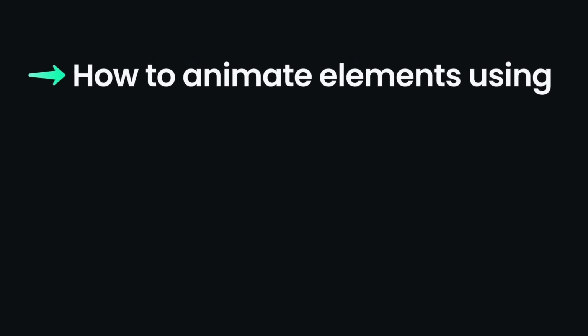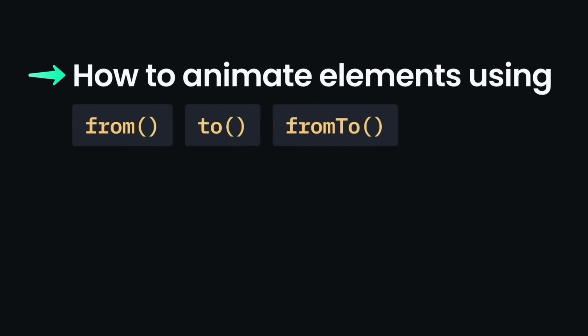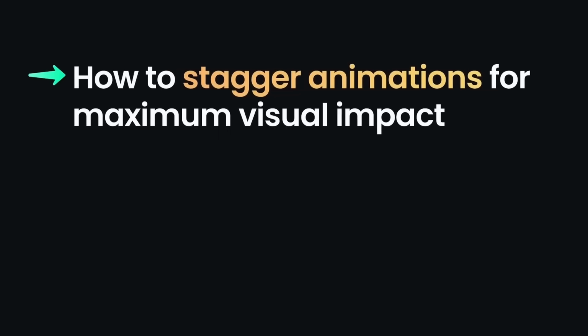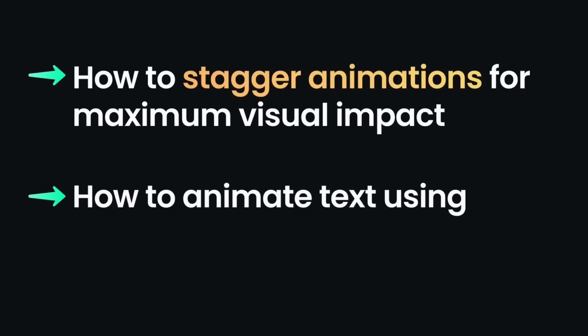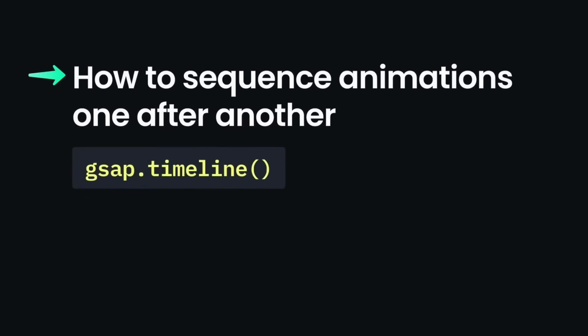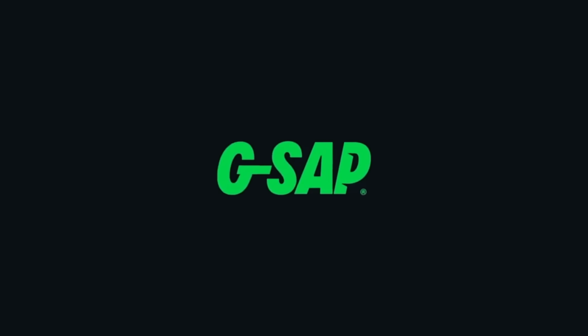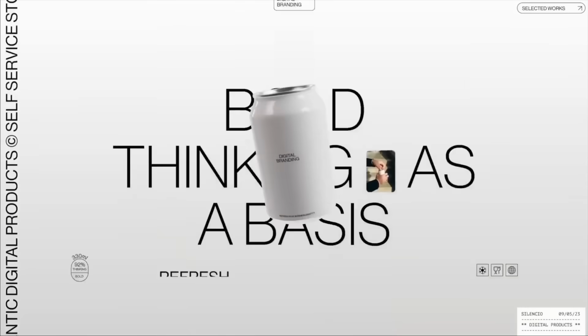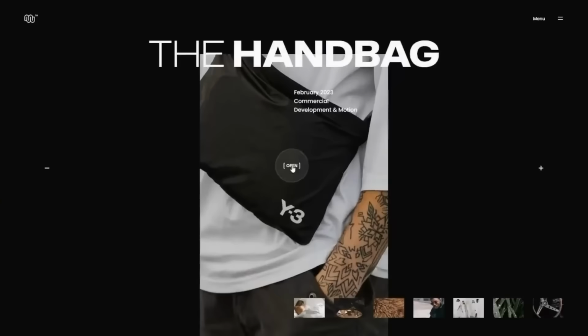So in the next few minutes, you'll learn how to animate elements using GSAP from, to, and fromTo methods, how to control your animations with ScrollTrigger, how to stagger animations for maximum visual impact, how to animate text like a pro using the SplitText plugin, and how to sequence animations one after another with GSAP Timeline. Think of this as your GSAP toolbox. Once you've got this down, building real-world, jaw-dropping experiences will become so much easier.